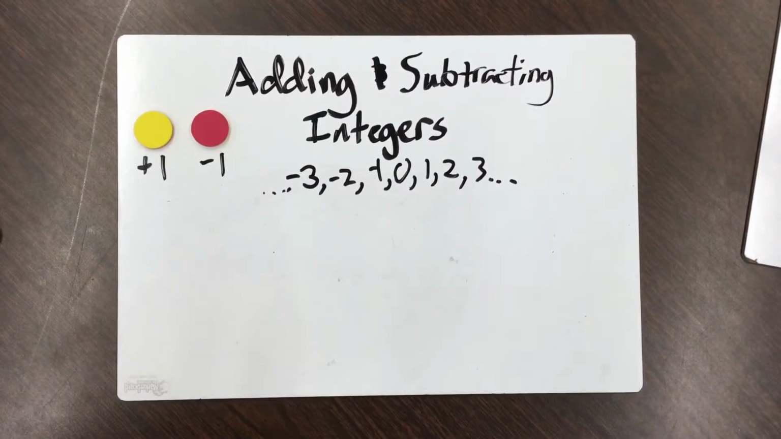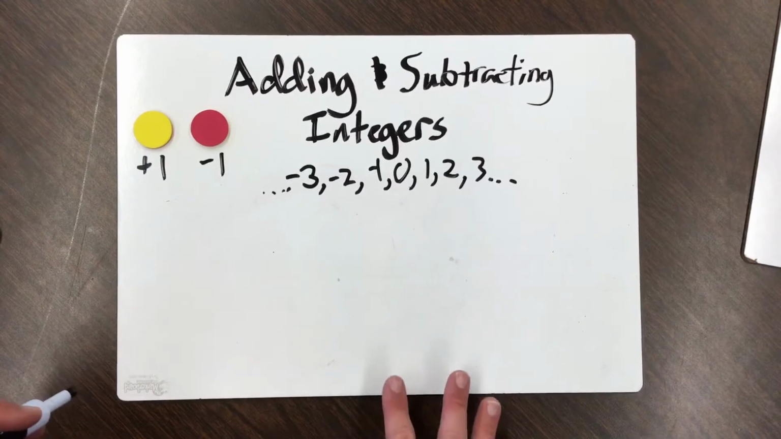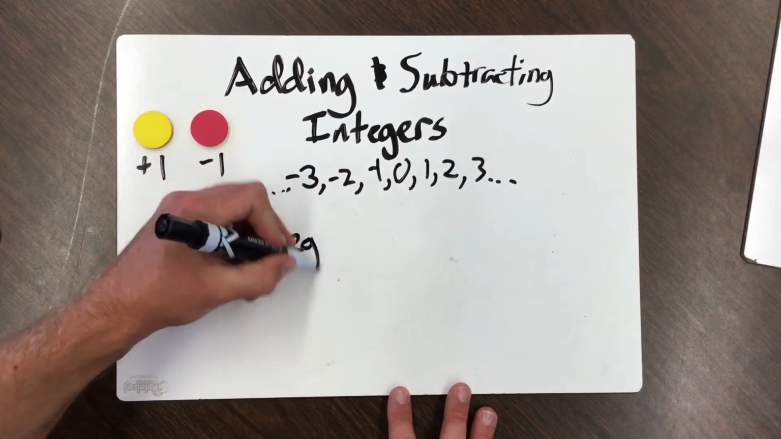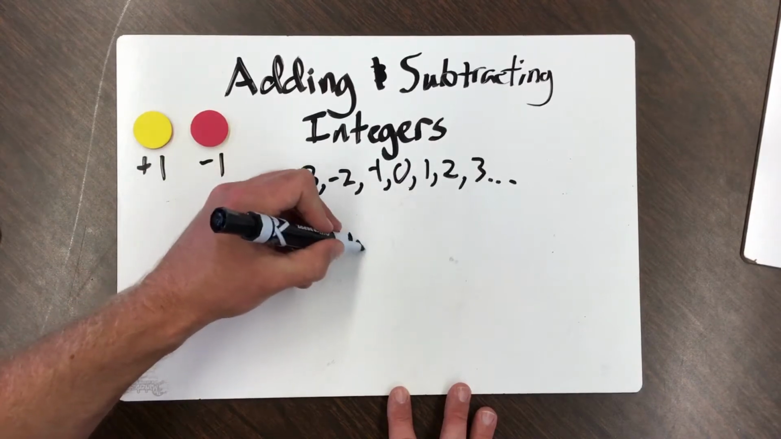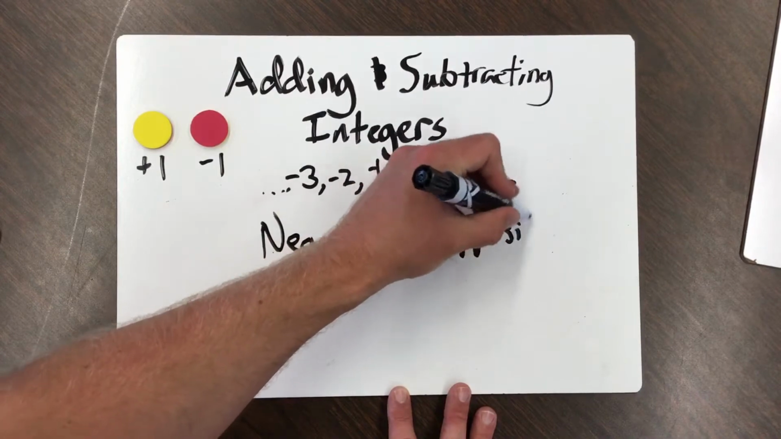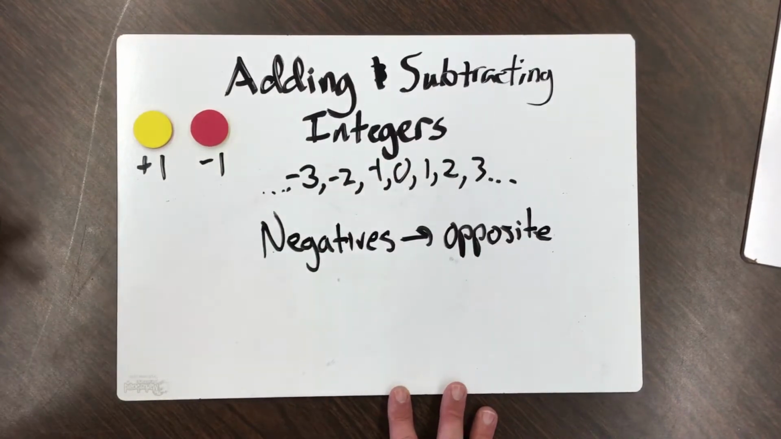They are both positive and negative whole numbers, so no fractions. All right, and then the other thing I want you to keep in mind about adding and subtracting integers is that negative signs mean opposite. And that's where the counter comes in really, really handy.